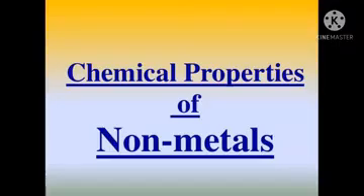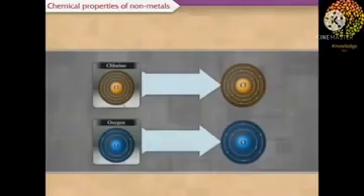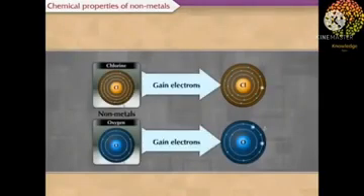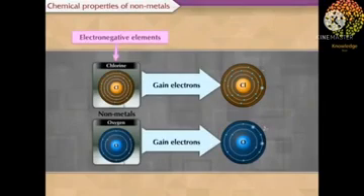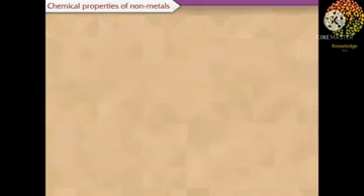Chemical properties of nonmetals. Nonmetals gain electrons to form negatively charged ions. Thus, they are called electronegative elements. Let us discuss some examples of chemical reactions of nonmetals. Reactions of nonmetals.